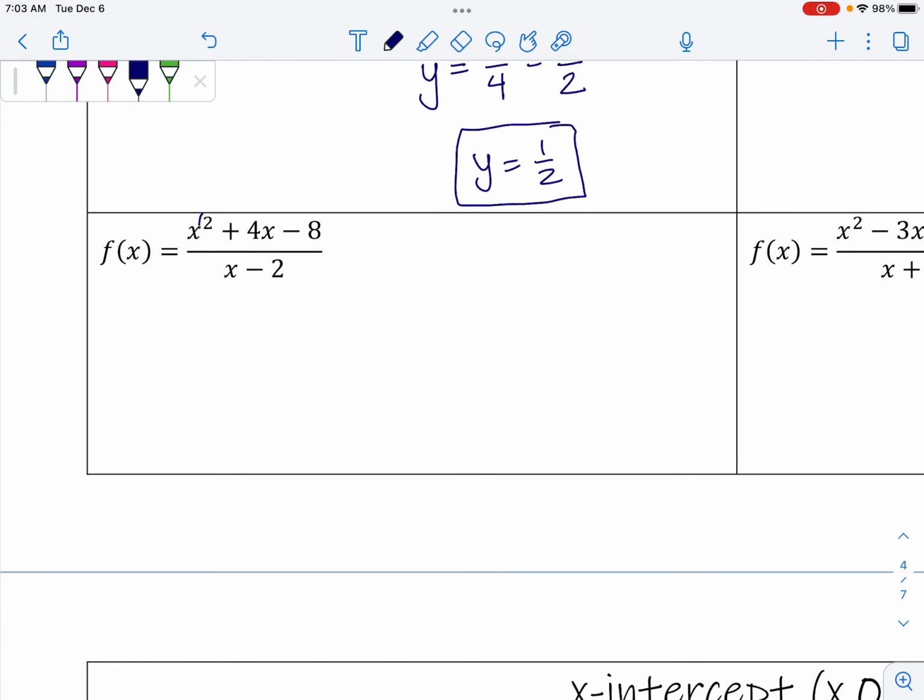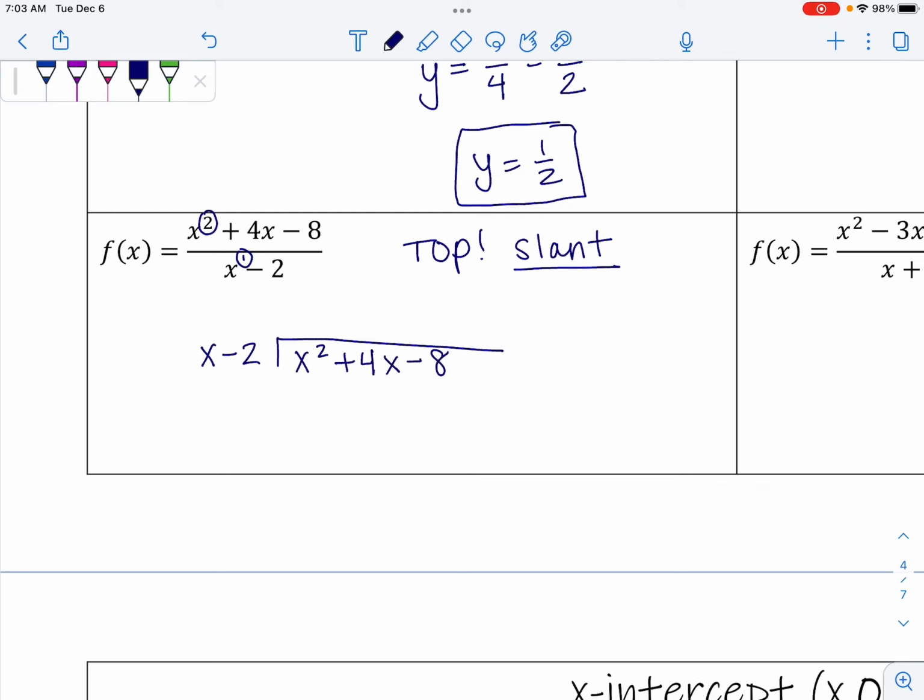In this example, I have x squared over x to the first. This one is bigger on top. That means that we have a slant asymptote, and in order to find the slant, we have to do a watered down version of long division. So I'm going to set up my long division, taking the denominator and placing that outside the house, and the numerator is going inside the house. That's what we are dividing. All right, how do I get x to become x squared? I would multiply it by x. So I'm going to write that up here. And then I'm going to multiply x times x is x squared, and x times -2 is -2x.